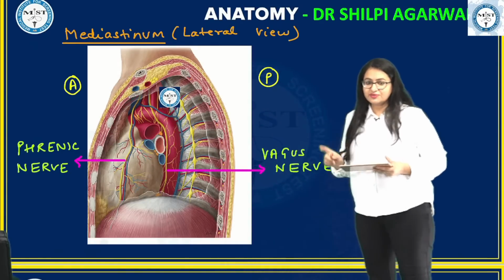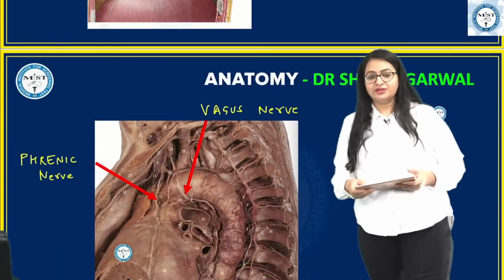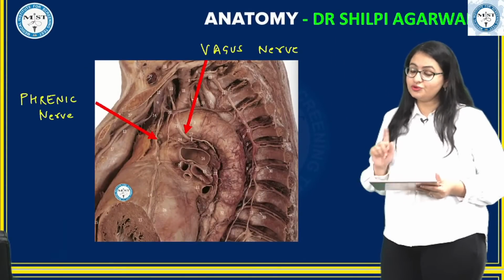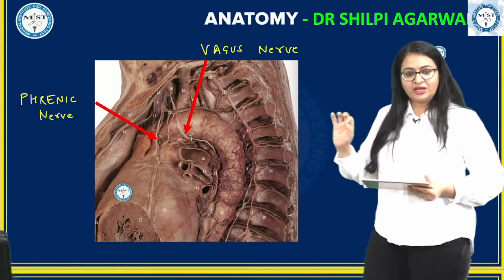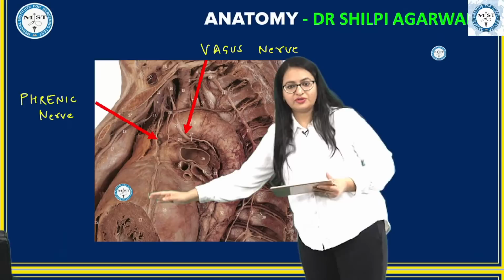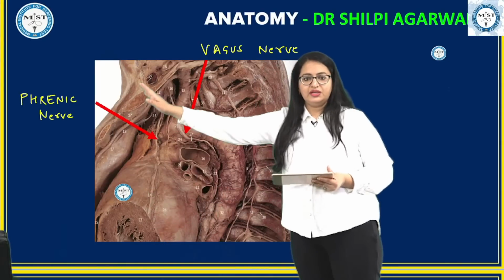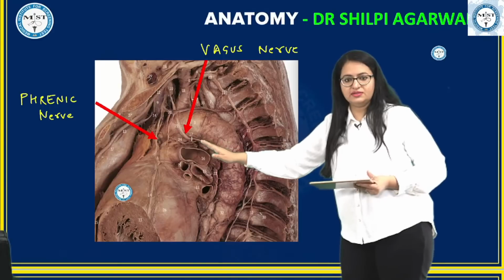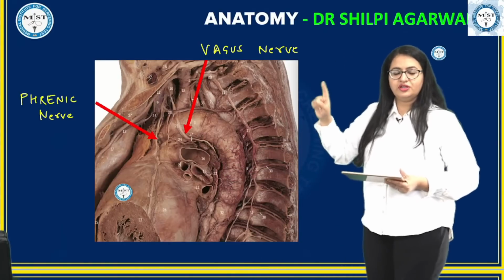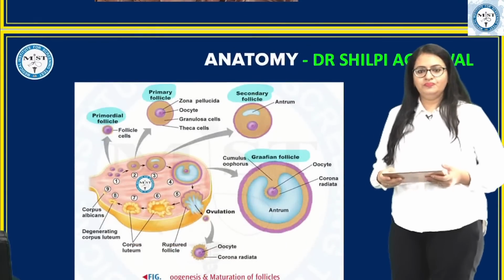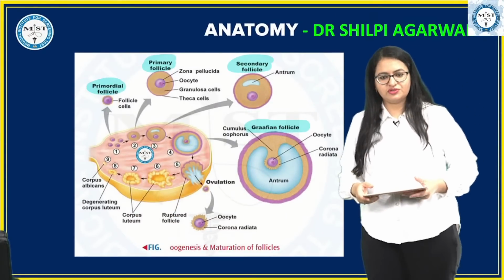So either this image or this cadaveric image is given. You should be able to identify in both. Again, when you see this nerve running along with the heart, phrenic. If you see another nerve running like this, what is it? Vagus.